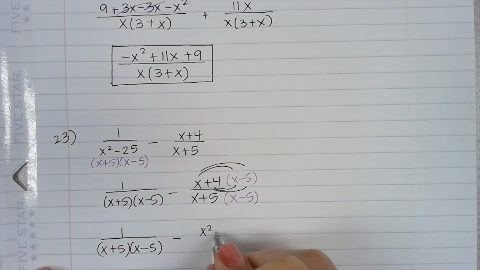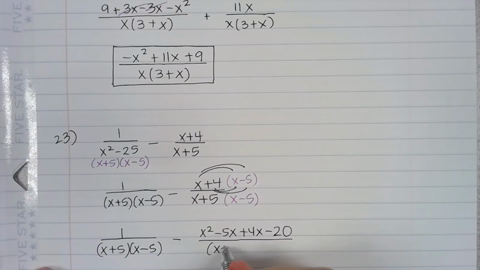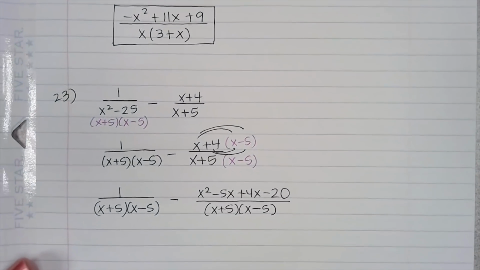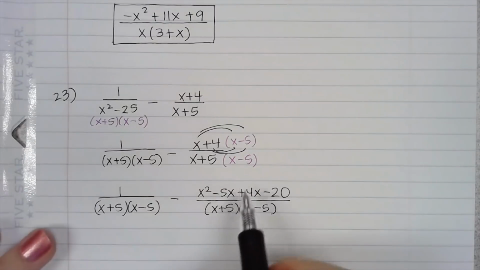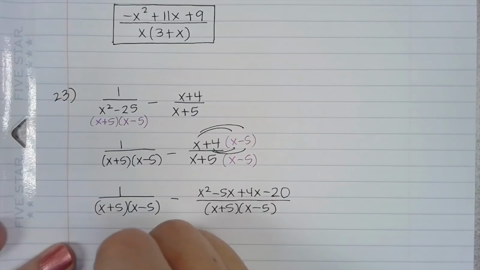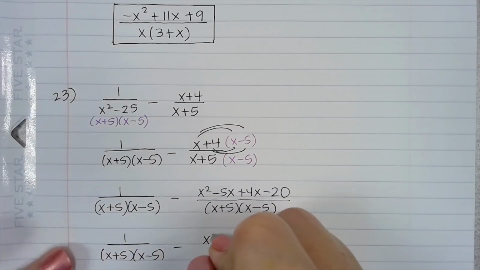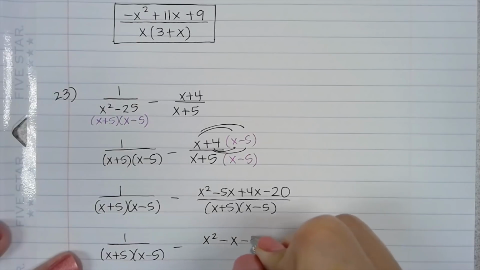So x squared minus 5x plus 4x minus 20. And then I might even do one more step and simplify these together before I do the subtraction, just because you want to be careful with the signs when you do your subtraction. So x squared minus 1x minus 20.